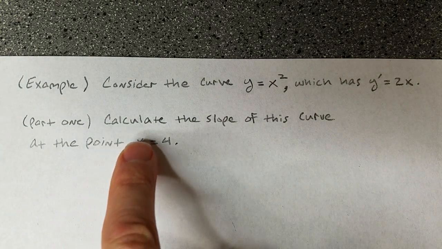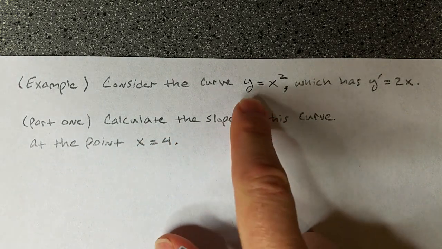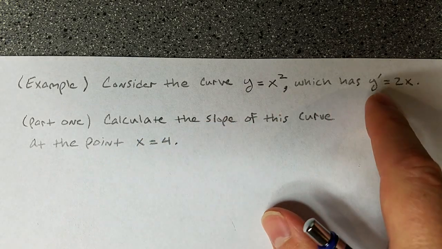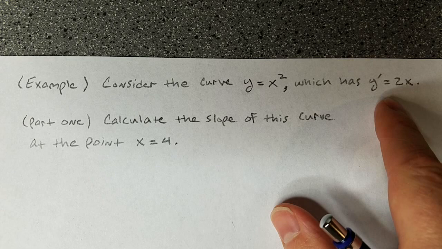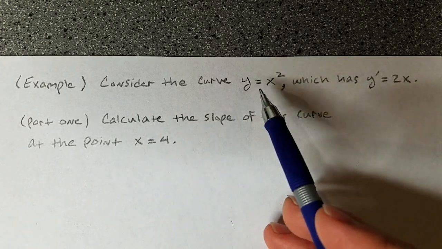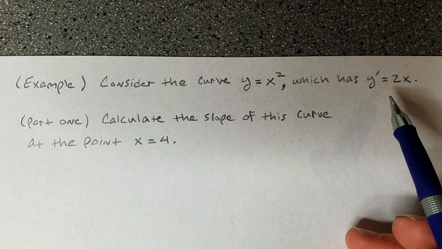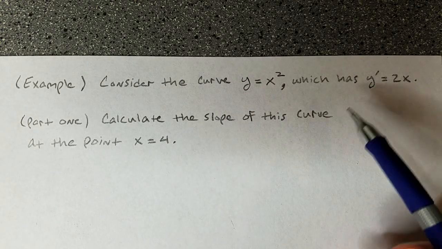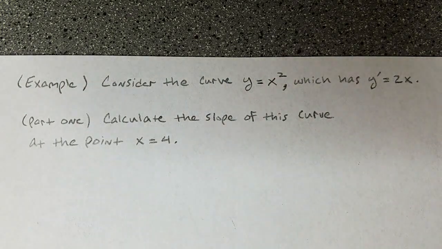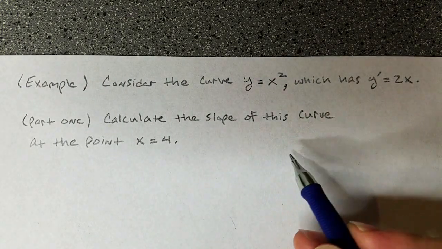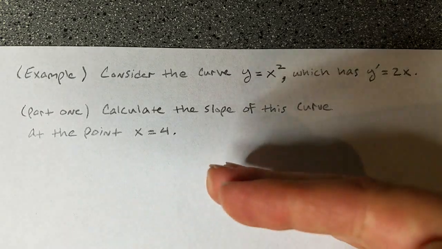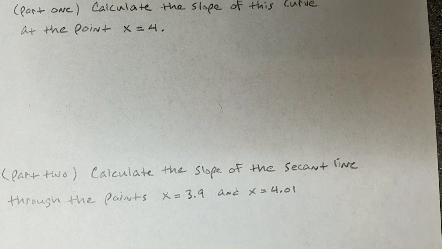So this one says calculate the slope of the curve y is equal to x squared at the point where x is 4. And I tell you y prime is 2x. That should be easy, right? You take the x coordinate for the point, put it in there, you'll get the slope at that point. Okay? So now that's so easy that that's not really the part I'm worried about. I wanted to show you this in a way that I can connect it with that question down there.